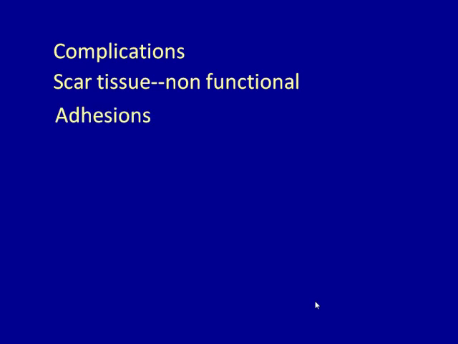Some of the complications of wound healing involve the fact that you are going to form scar tissue from time to time, and scar tissue is non-functional. If the scar tissue is formed internally, you may have adhesions develop. This is when the scar tissue binds to nearby structures so that two structures are held together that normally are not held together.